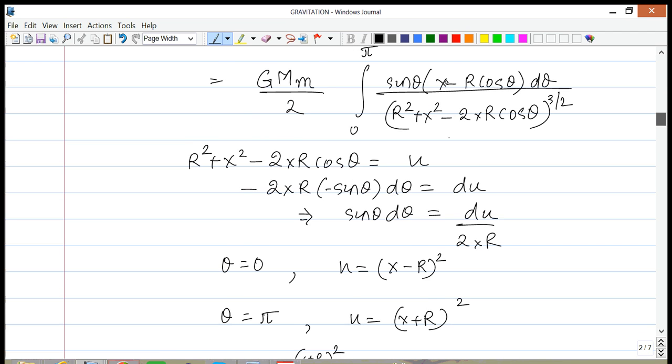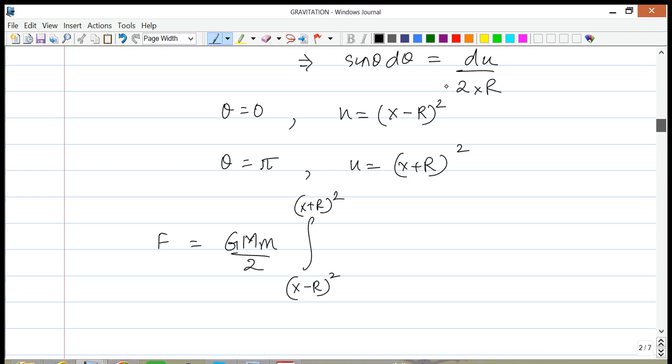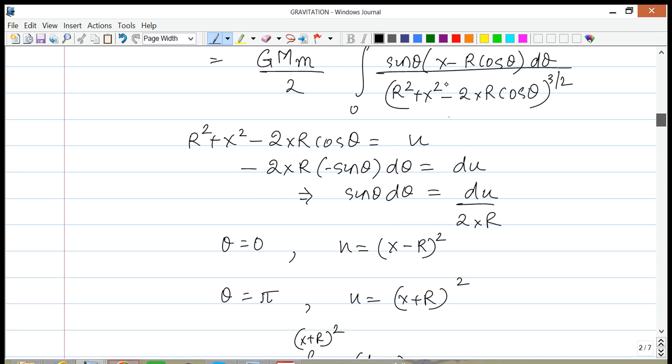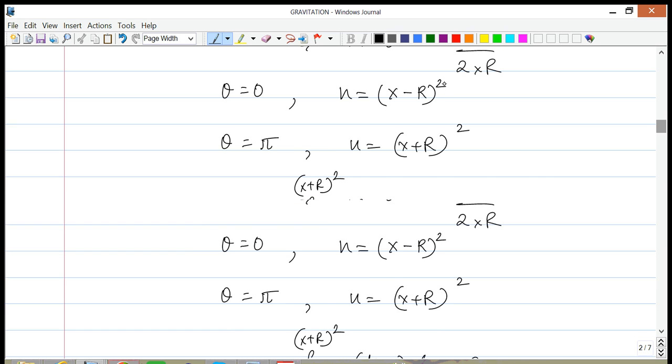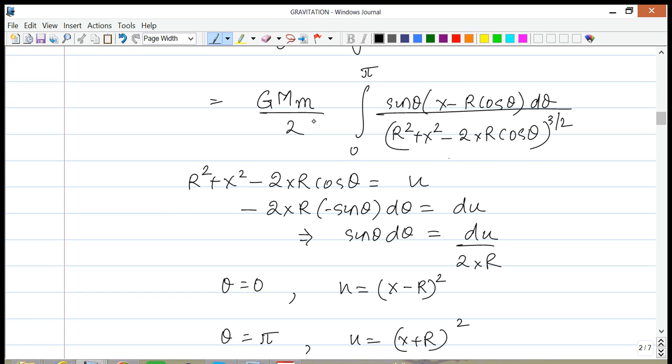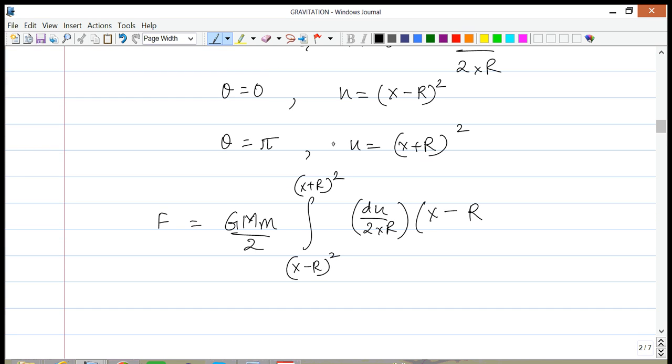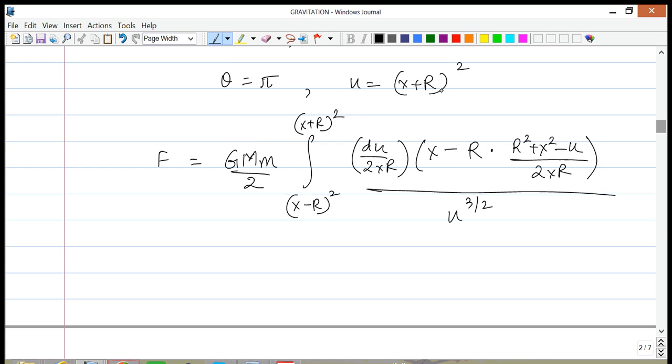And then I'm going to replace. Now sine theta d theta is equal to du over 2xr, so I have du divided by 2xr. Then x minus r cosine theta, so now I have to replace it. If you look at cosine theta from this expression, it is equal to (r squared plus x squared minus u) divided by 2xr. And then that divided by u to the power 3/2 is what we end up getting.